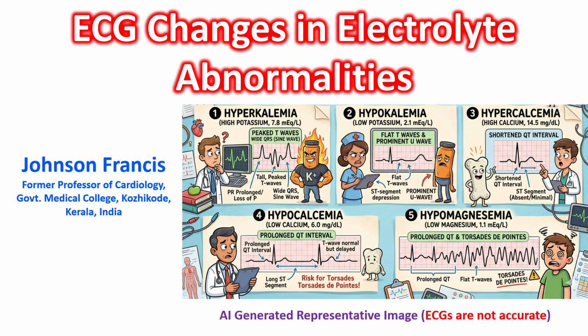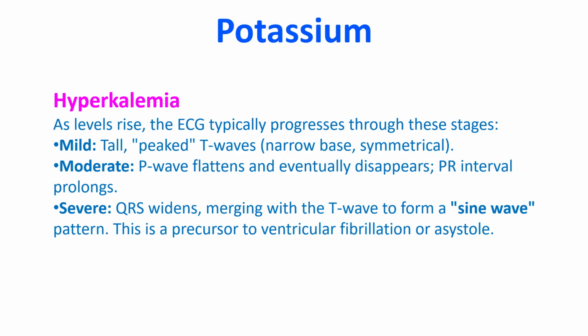Electrolyte abnormalities can profoundly affect the cardiac conduction system, leading to distinct patterns on an ECG. These changes are often the first clinical sign of life-threatening abnormalities. Potassium is the most critical electrolyte regarding ECG changes because of its role in repolarization.